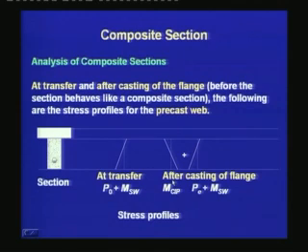When the flange is cast, at that time the section resisting the gravity load is only the web. The flange has not gained strength yet, and hence the moment created due to the weight of the cast-in-place concrete is carried only by the web and not by the composite section, and the effective prestress and the moment due to the self-weight are also carried only by the web portion.